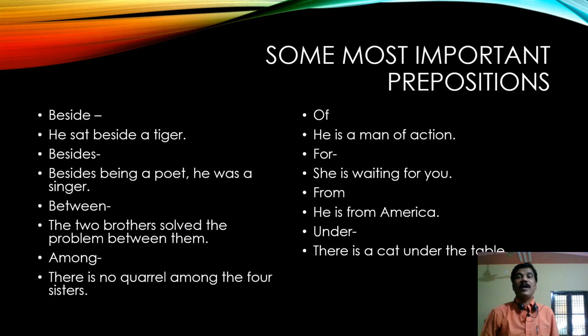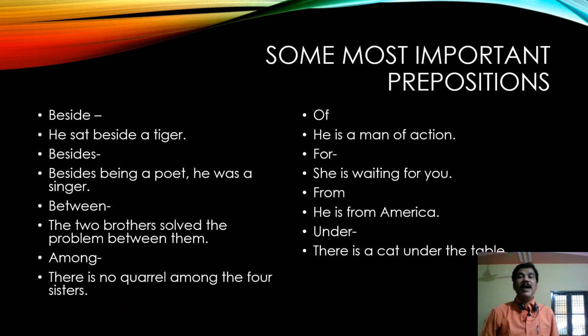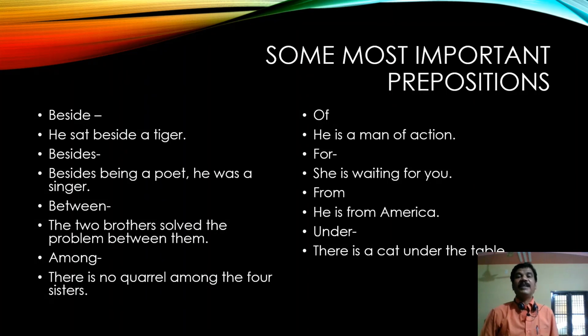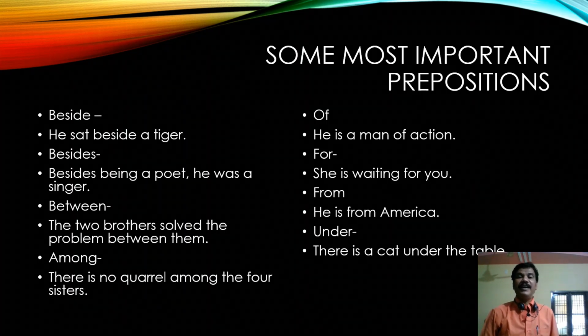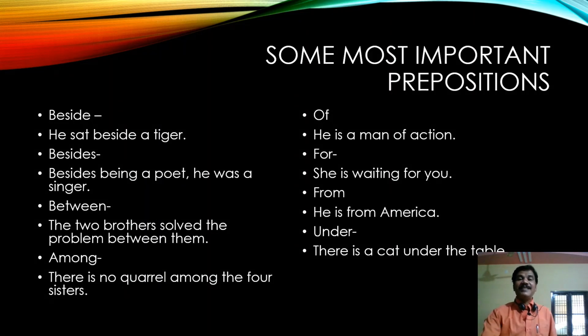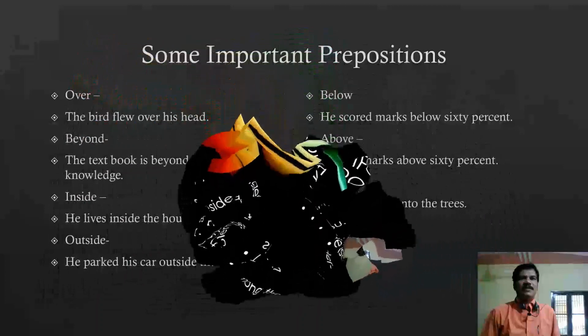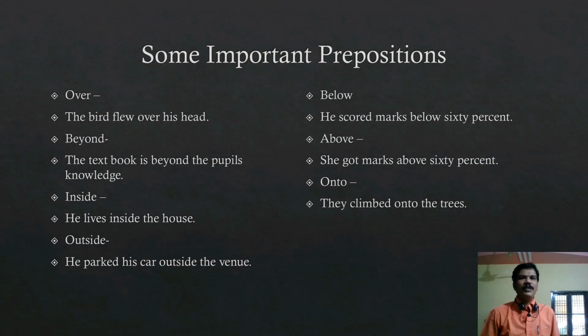Of means "yokka" in Telugu. He is a man of action. For means "kosam, koraku". She is waiting for you. From means "nundi". He is from America. Under means "krinda". There is a cat under the table.